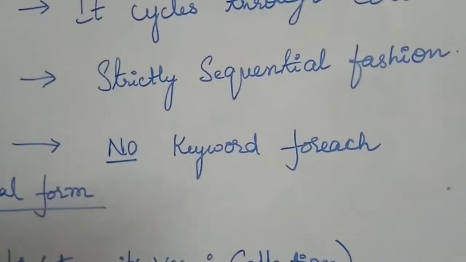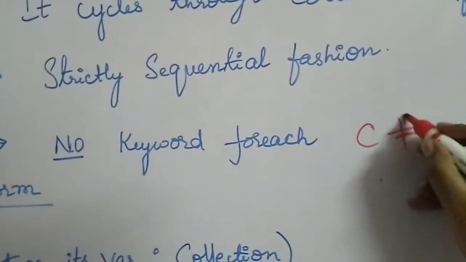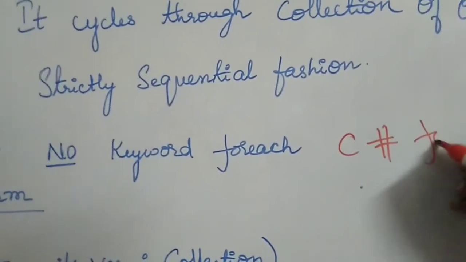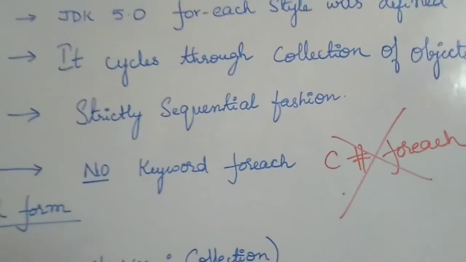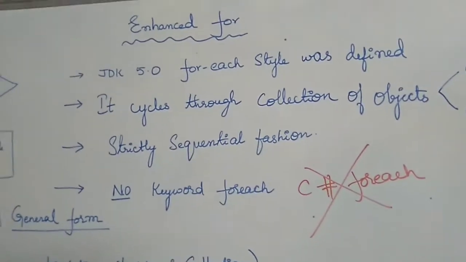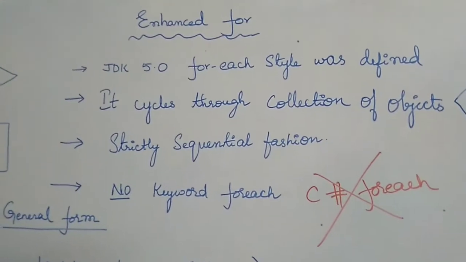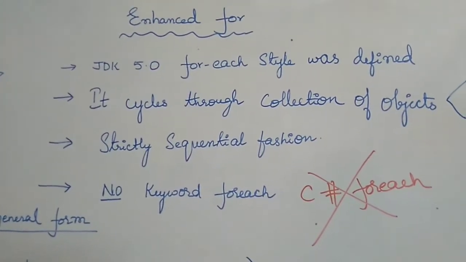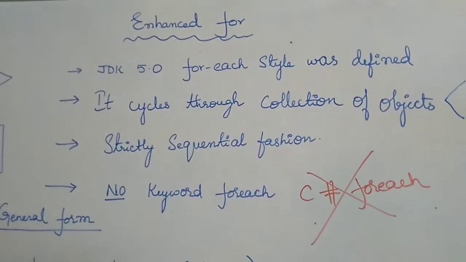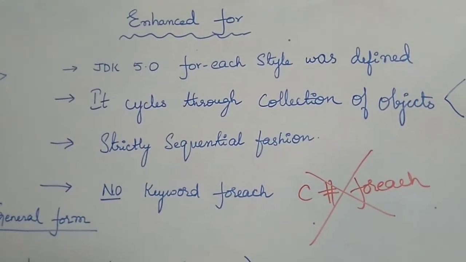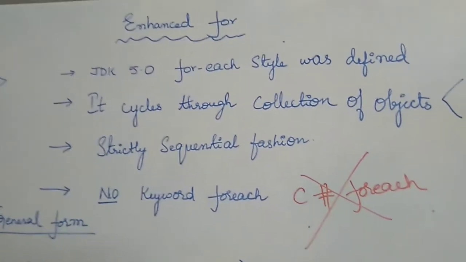And the next one is, there is no keyword like foreach. In C#, you have a keyword called foreach for this particular loop, but in Java you don't have something like this. That's the reason why we don't call it for each. We just say it is a for-each kind of styling, but we call it enhanced for. Why? Because there is no new keyword introduced. And the second thing is, the existing for also has not been modified. Because of that reason we call this enhanced for.